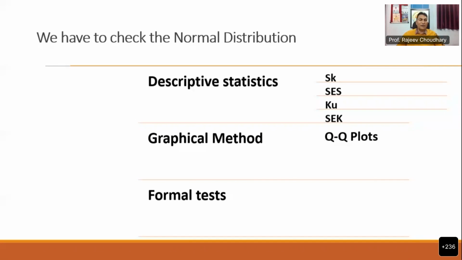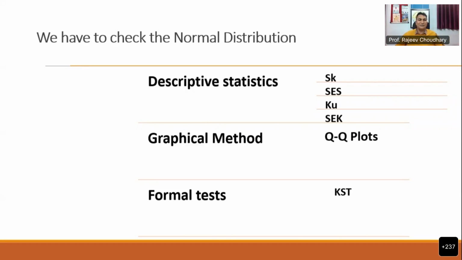The third one is a formal test. Formal tests are formulated or structured only to test normality. There is no other function of the formal test. There is a long list of formal tests, but in traditional use, there are 4.